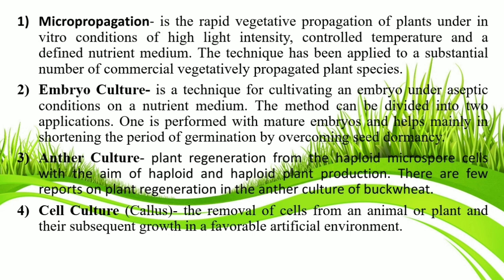So number 3 is anther culture. So, plant regeneration from the haploid microspore cells with the aim of haploid plant production. So there are few reports on plant regeneration in the culture of buckwheat. So number 4 is cell culture. The removal of cells from an animal or plant and their subsequent growth in a favorable artificial environment.